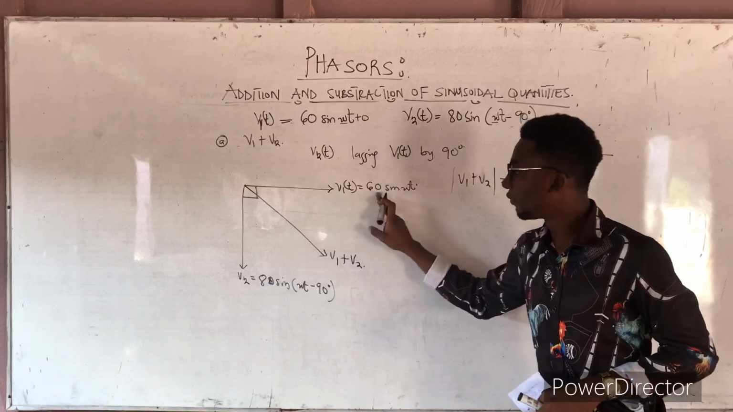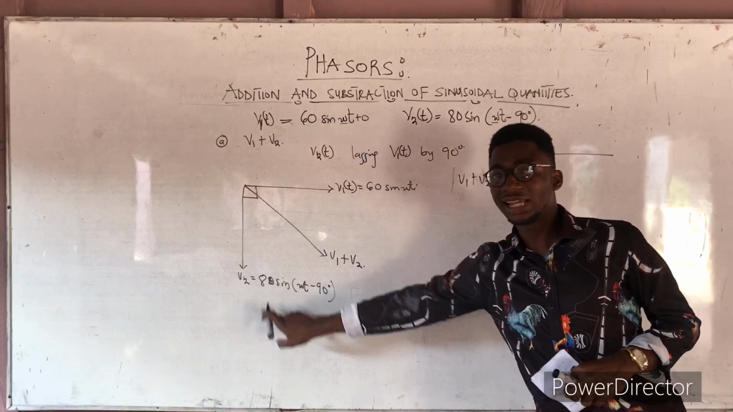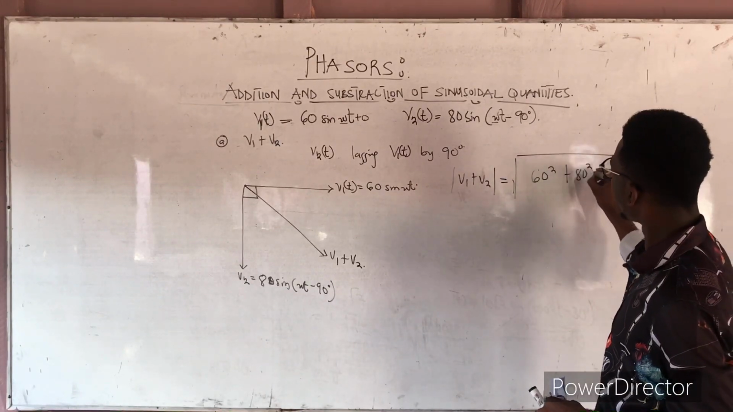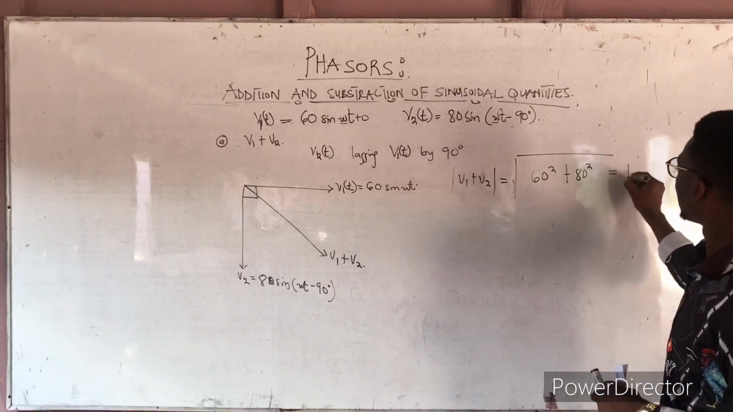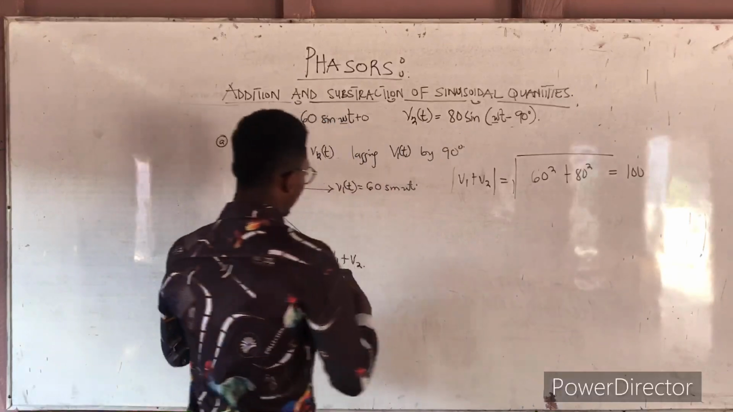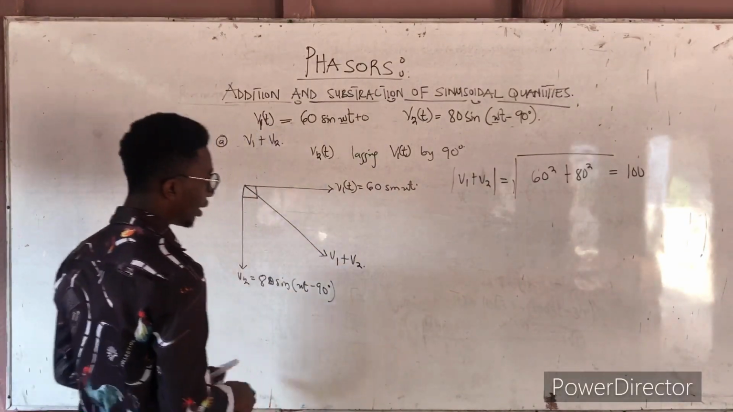peaks. So the peak for this sinusoidal quantity is 60, and the peak for this sinusoidal quantity is what? Is 80. So therefore, 60 squared plus 80 squared. And when you do this, you will get 100. So now, the magnitude for the resultant vector, which is V1 plus V2, will give us 100.